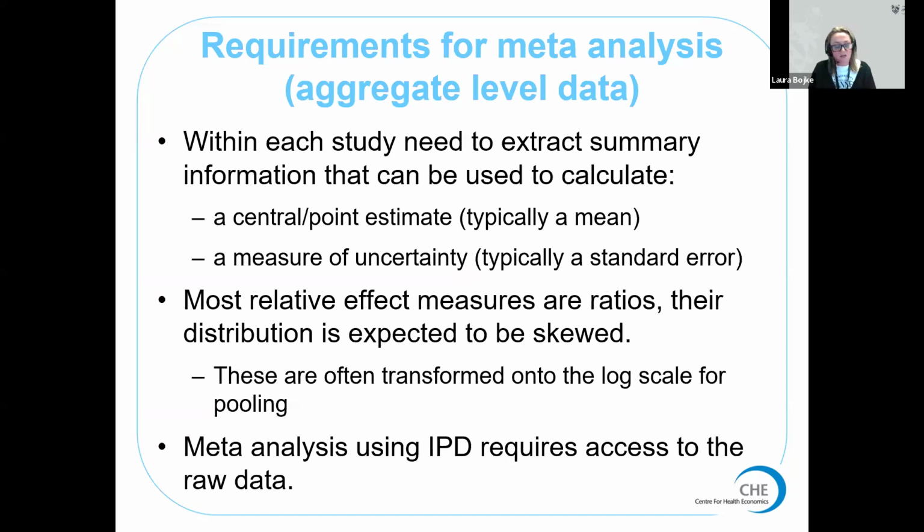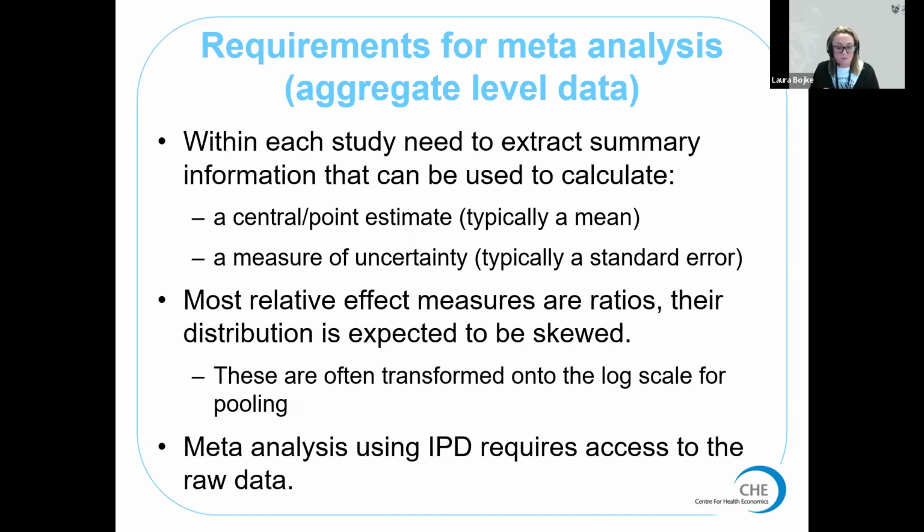So for each study, we need to be able to extract, usually from published information, summaries that enable us to calculate two key things. The first being a central or point estimate of that treatment effect, and that would usually be a mean. In some circumstances, it may be appropriate to report a median, but usually that would be a mean. And then some measure of uncertainty. That would typically be a standard error around that estimate of the mean.